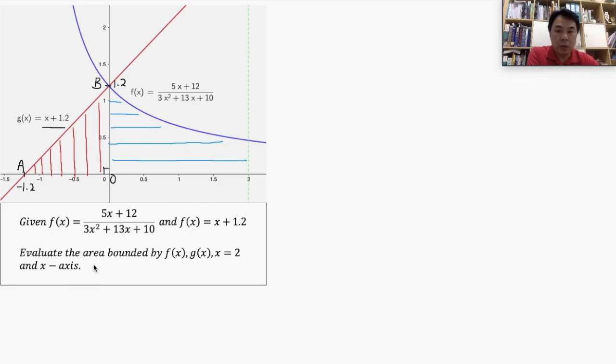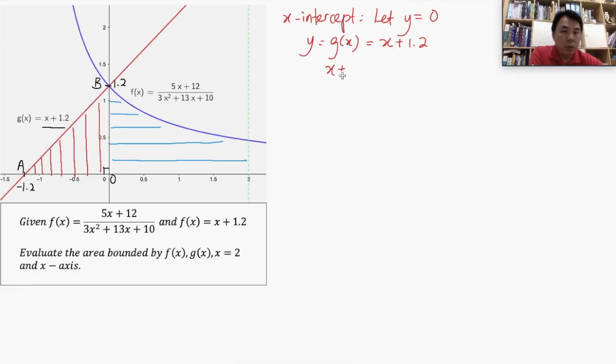Just to recap, to work out the x and y intercepts, the steps are here. Just to walk through one more time, for the x-intercept, we will let y equal to 0. The y that I'm referring to is the function gx, which is given as x plus 1.2. By letting y equal to 0, that would yield 1x plus 1.2 equals 0. That would produce x equal to negative 1.2. That's how we get this x-intercept.